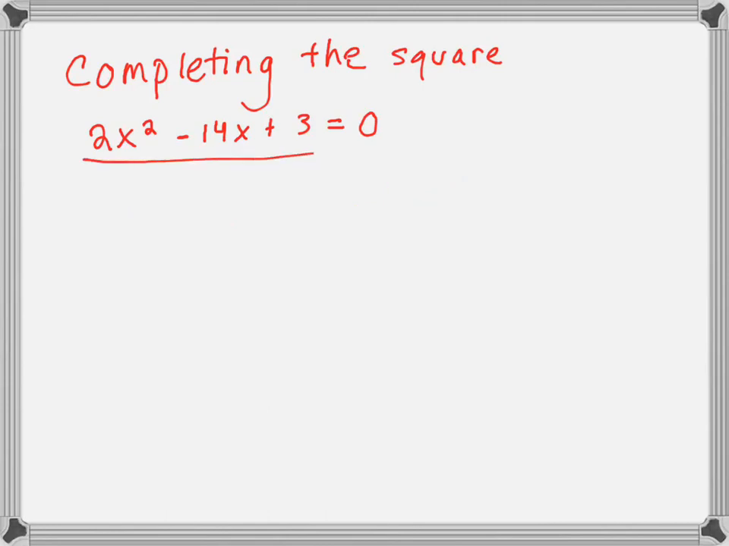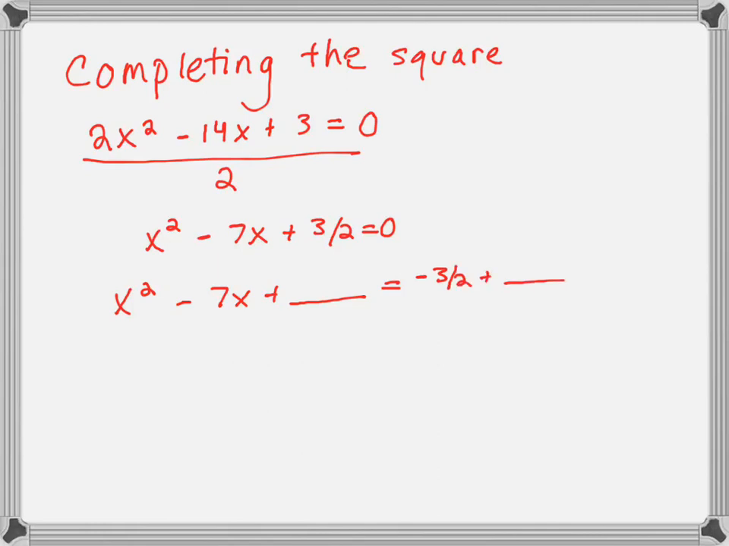So first, we really want the coefficient on the x squared to just be 1. So we're going to divide everything by 2. x squared minus 7x plus 3 halves equals 0. Okay, now we're going to try and get the 3 halves over to the other side. So we're going to do x squared minus 7x plus blank equals negative 3 halves plus blank. And we want this because we want to be able to make this side look like something squared. But we also have to add whatever we add to this side to this side. So we need those to be in both places so that we're not actually altering the equation in any way.